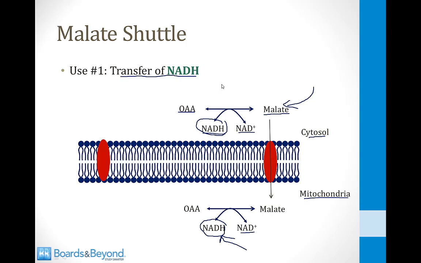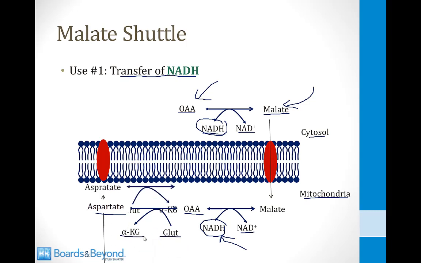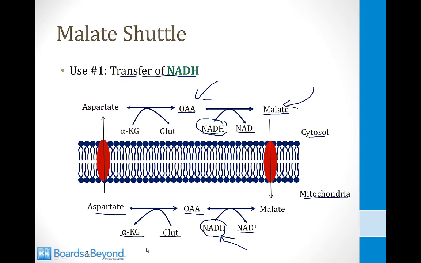Now we want to regenerate the oxaloacetate that we used on the outside of the mitochondria. To do that, we'll convert the oxaloacetate inside the mitochondria into the amino acid aspartate. This involves conversion of the amino acid glutamate into alpha-ketoglutarate. The aspartate can then go back across because it's able to traverse the mitochondrial membrane, and on the other side, the reaction can be reversed, and thus we have regenerated the oxaloacetate that we used in the beginning of this process.